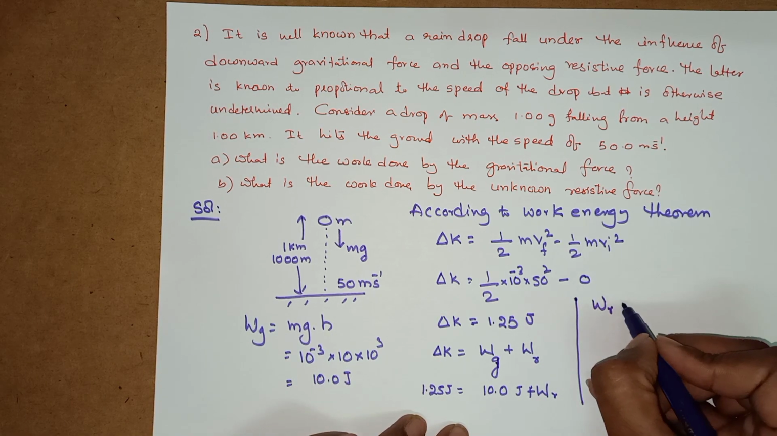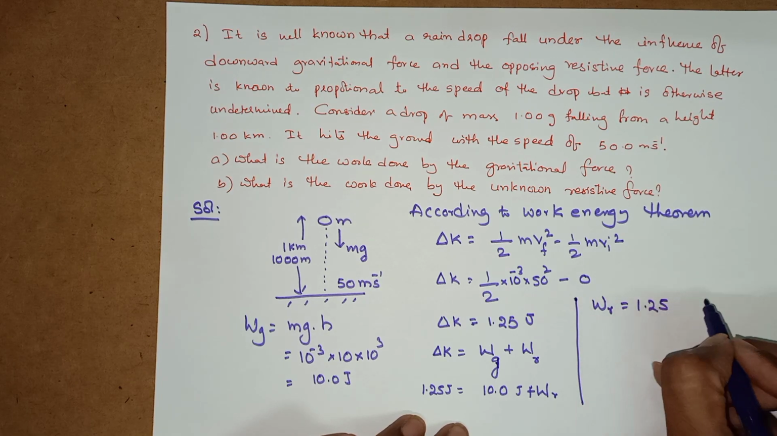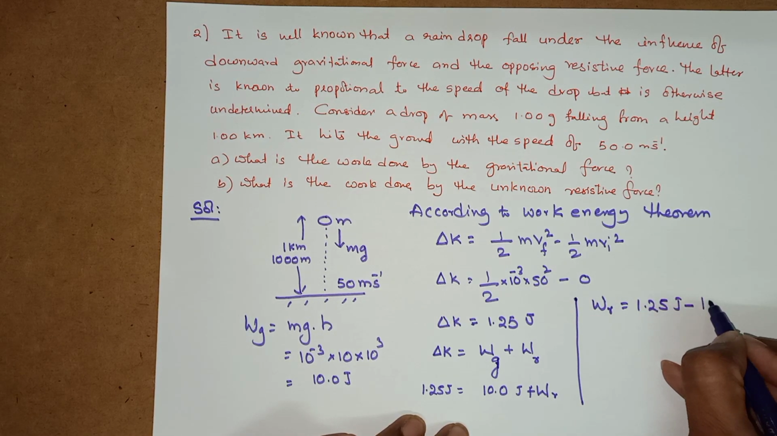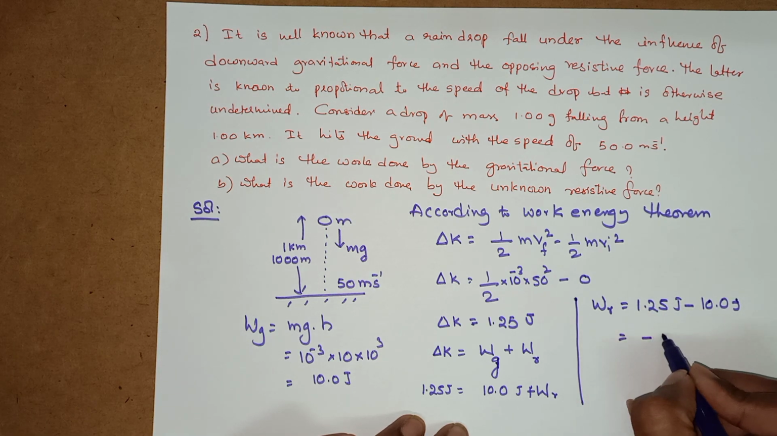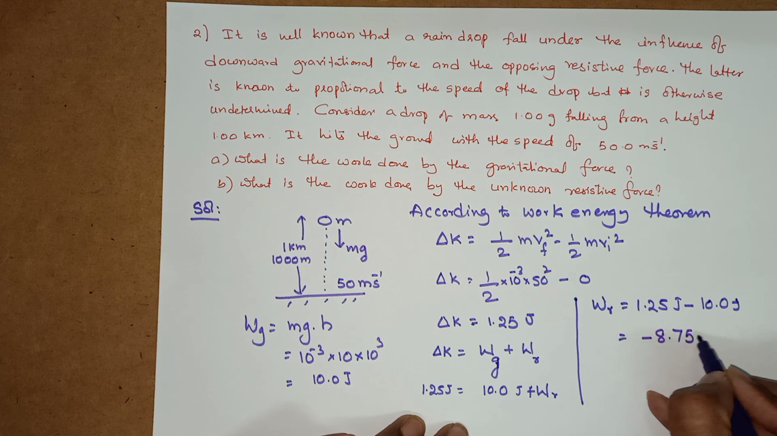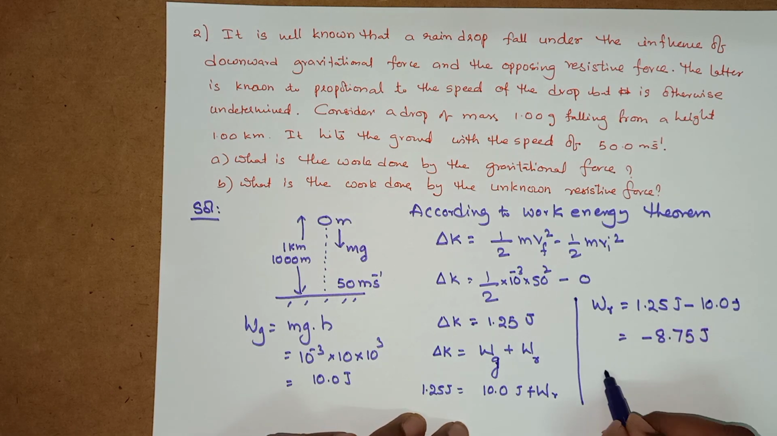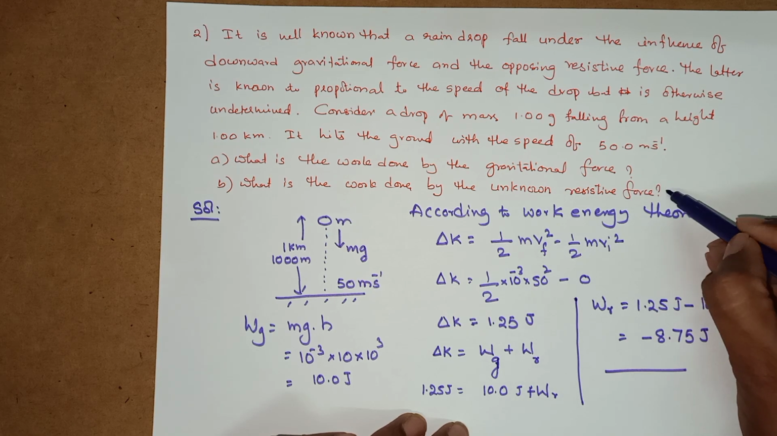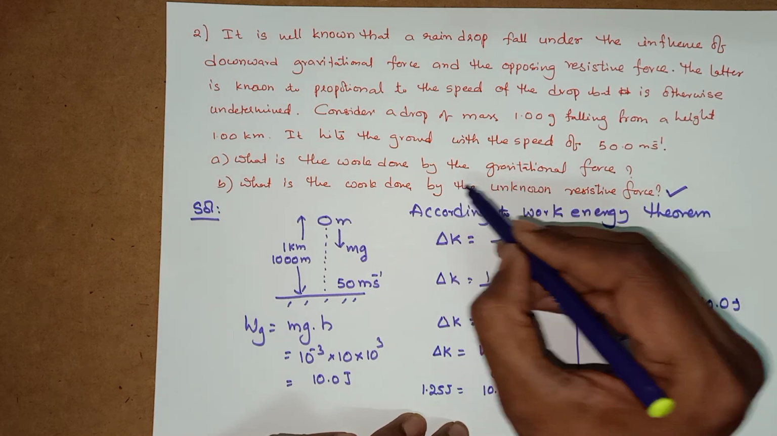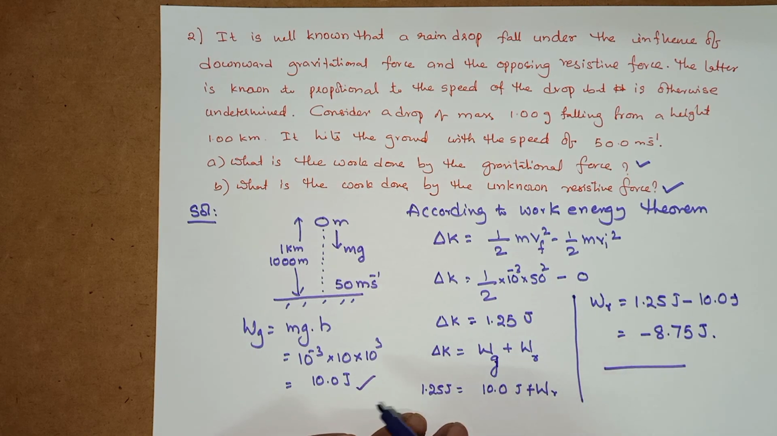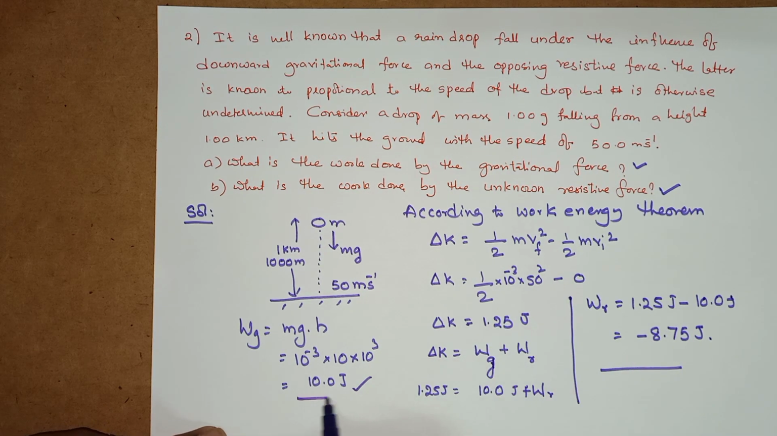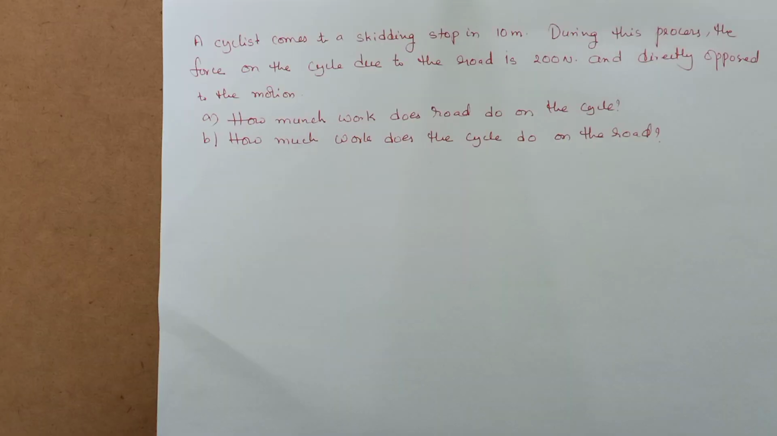So from this we will write WR is equal to 1.25 joules minus 10.0 joules. You will get it as minus 8.75 joule. This is the work done by the resistive force we calculated. Work done by the gravitational force we calculated. So this is the first answer, and this is the second answer.